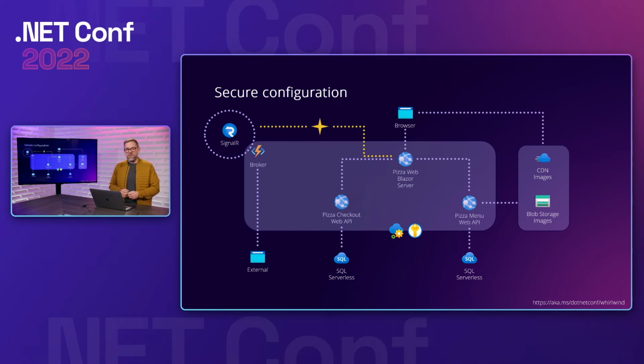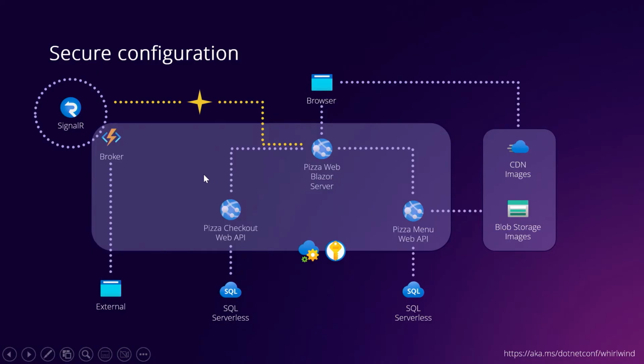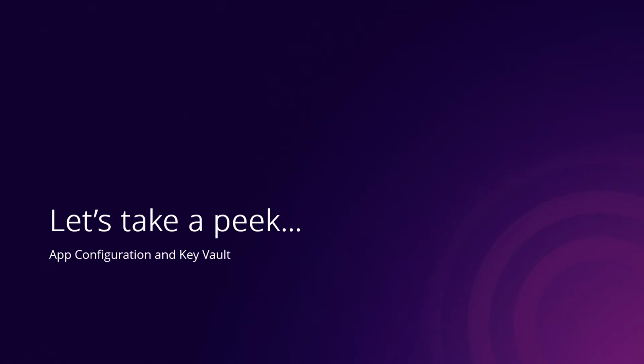All right, so that's what we're going to end up building now. We have a new rectangle in here, and that rectangle covers the broker. All our app services are covered by it. What we're going to do is read out of App Config, which is going to talk to Key Vault, but it's really going to be seamless to our application. So let's take a peek.